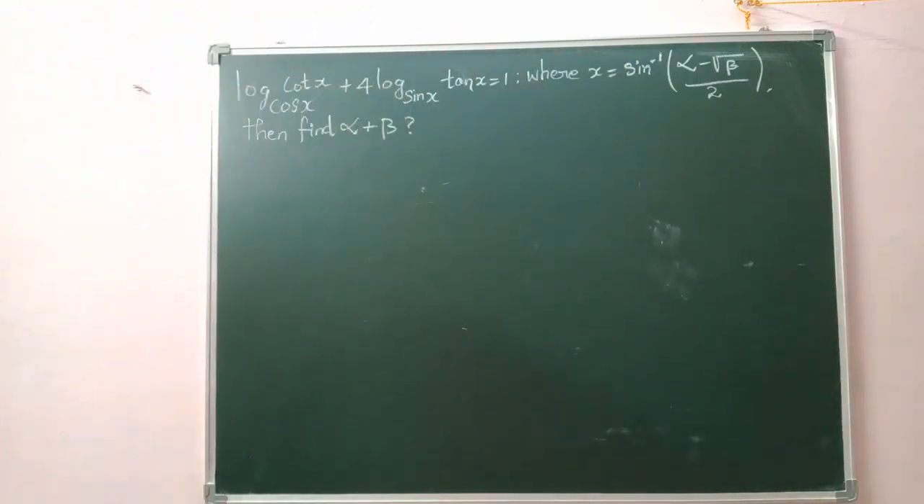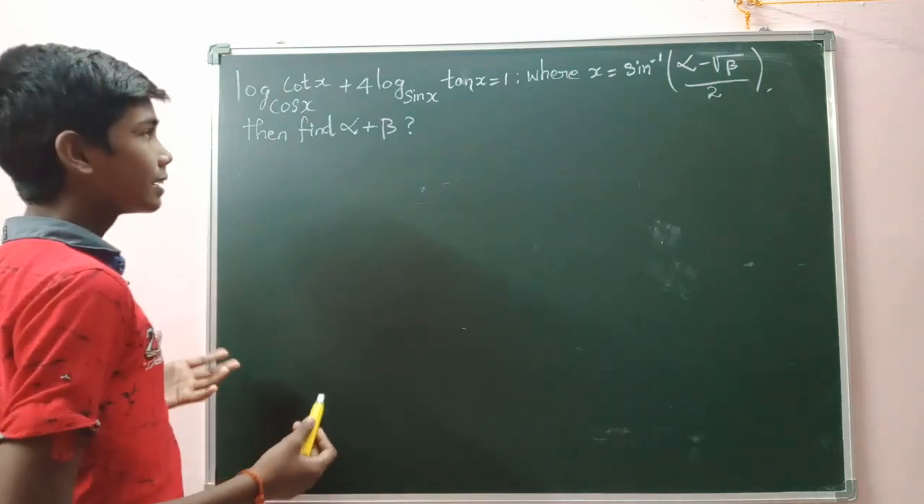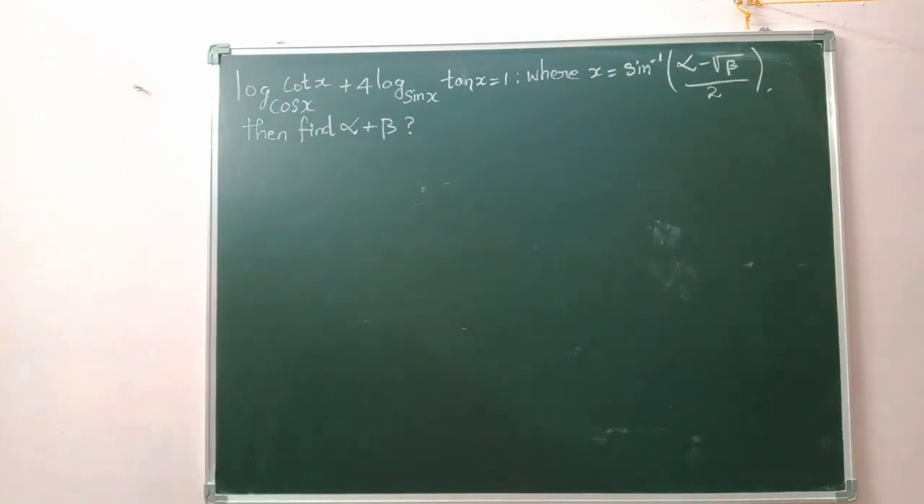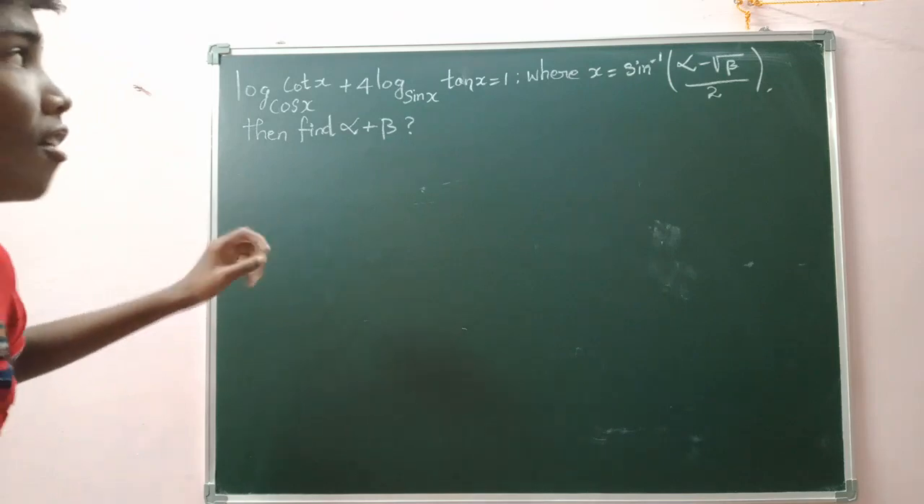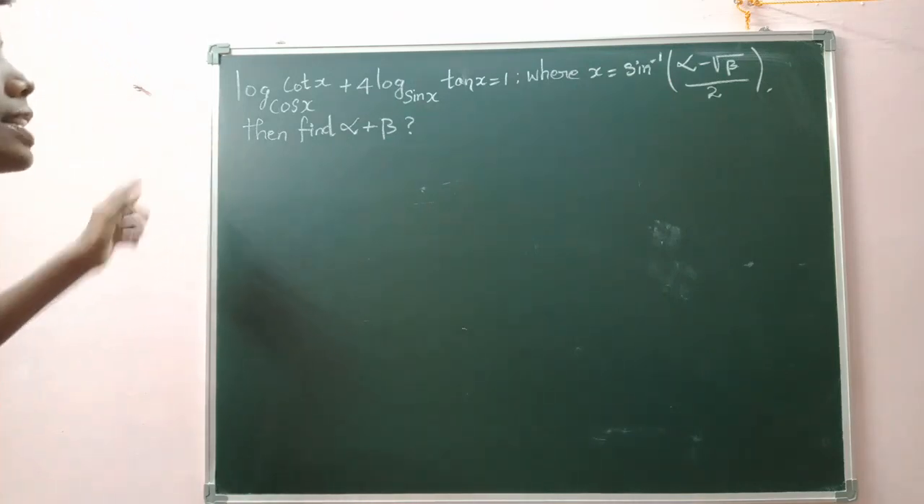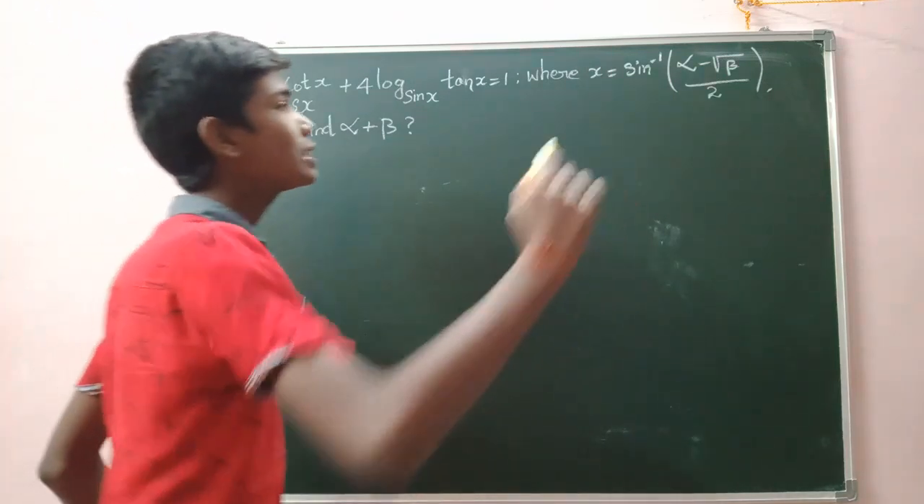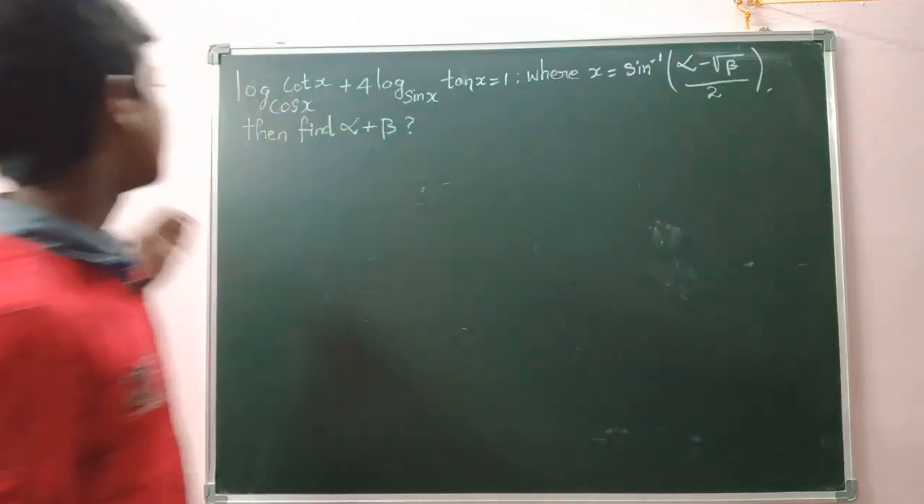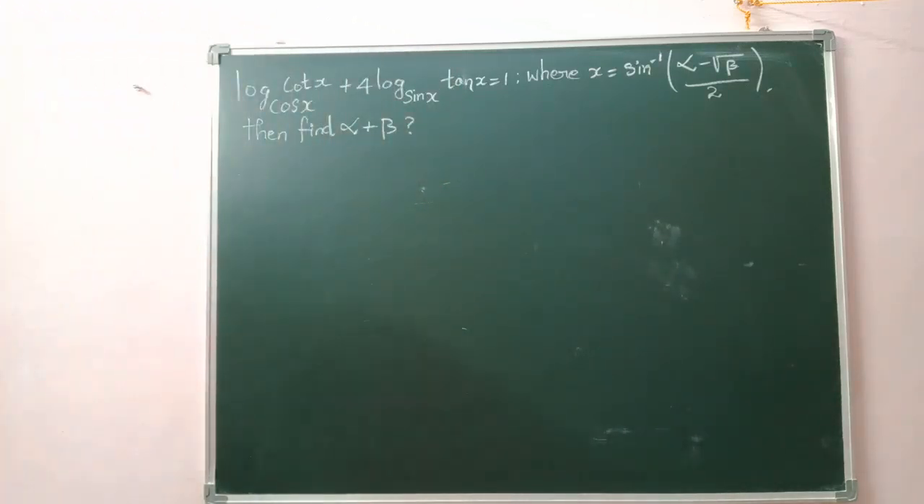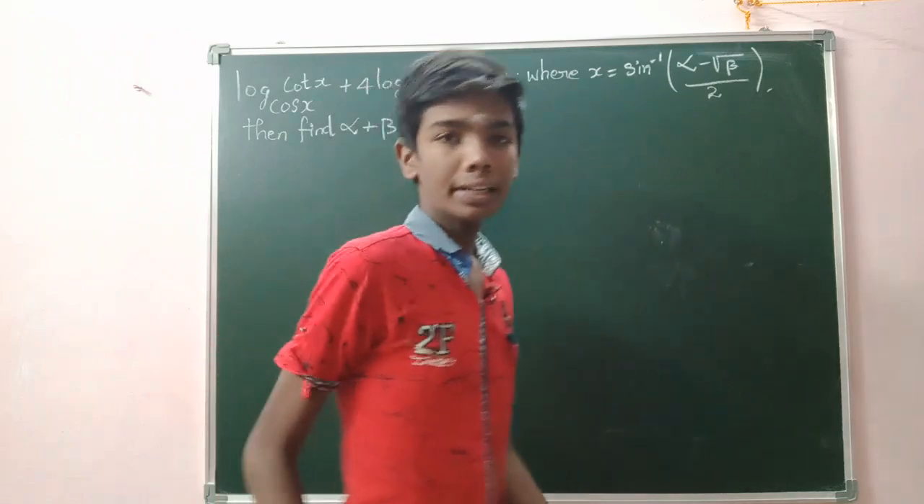The first question is log of cot x to the base cos x plus 4 times log of tan x to the base sin x is equal to 1. This is the equation given in the question, where x is sin inverse of (alpha minus root of b) by 2. Then we are asked to find the value of alpha plus beta.